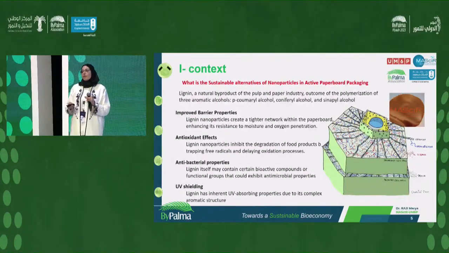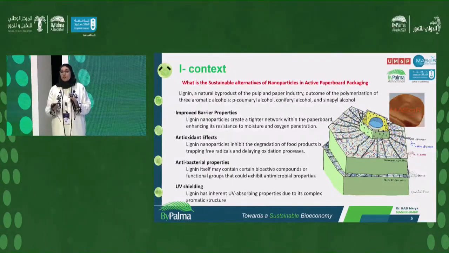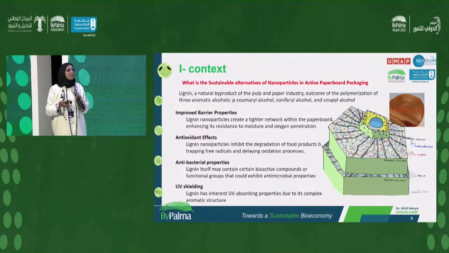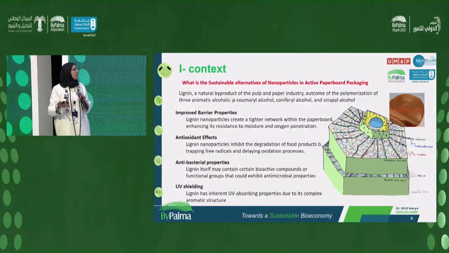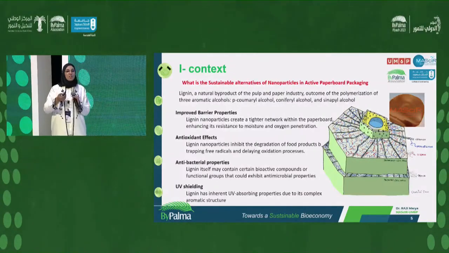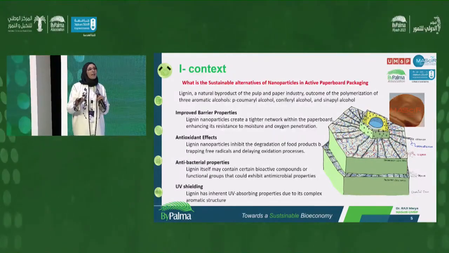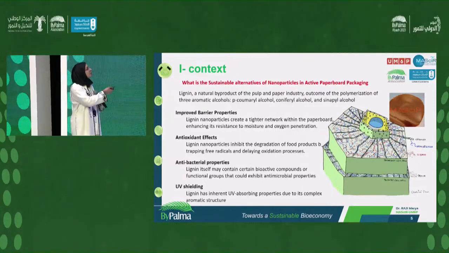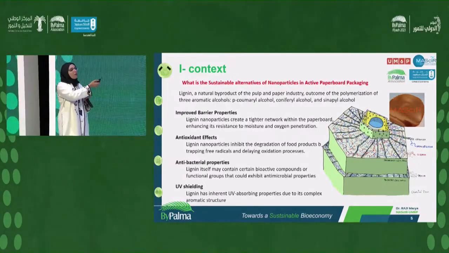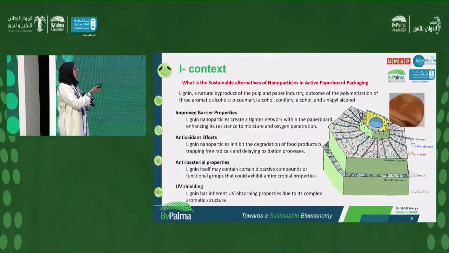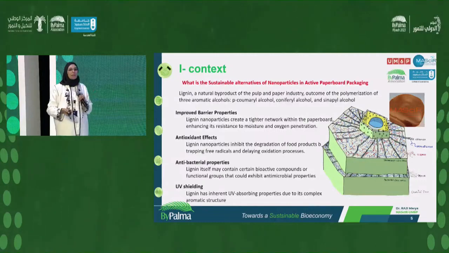We can think about nanotechnology-based lignin as a bioproduct of paper making. Lignin is an abundant and renewable material, and it can break down via advanced processing to produce nanoparticles. It is at the same time sustainable and a bioproduct, and the beauty of lignin is not just improving properties. We can talk about barrier properties, antioxidant activity, antibacterial activity, UV shielding, but also it improves the recyclability of our material.